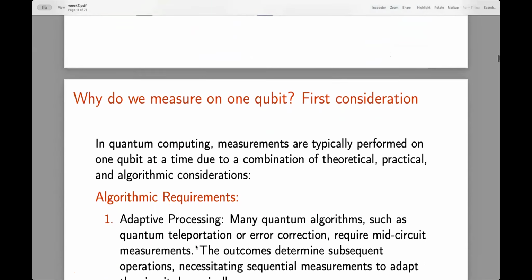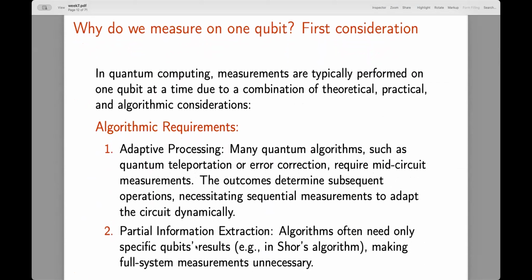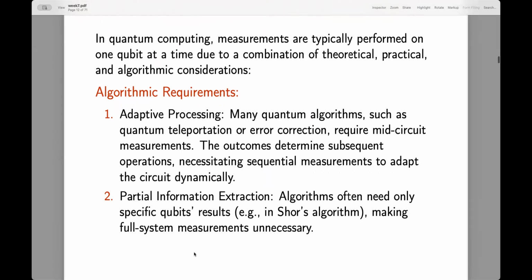Okay, so I wanted to repeat some of these topics. Why do we measure on one qubit only? Because if you have a matrix and you diagonalize, you get the eigenvalues and the eigenvectors, and then you have the information about the system. Now, when we do this with a quantum computer, you're actually measuring on one specific qubit at a time. And there are several reasons for that. Many of the algorithms act on only one qubit at a time. And some of the algorithms need only some partial information, like in Shor's algorithm.